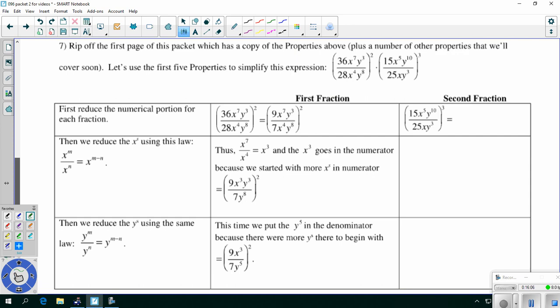Make sure you're looking at the correct side. There's one side with a bunch of numbers on it. We'll ignore that for right now and go over to page number 2, the back, with the 5 properties above, as well as some others.